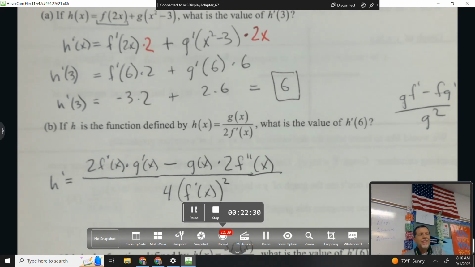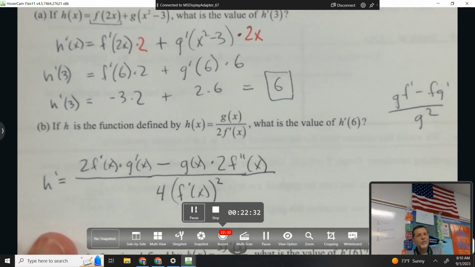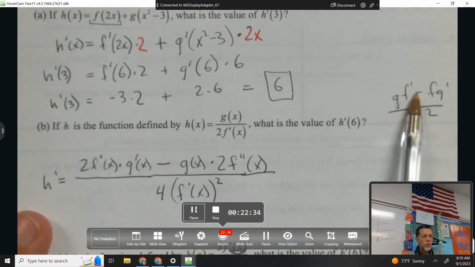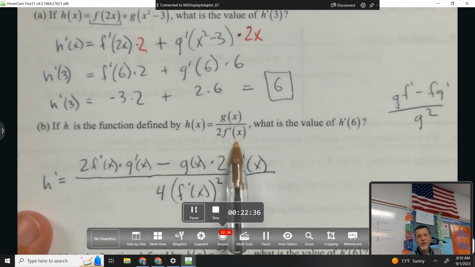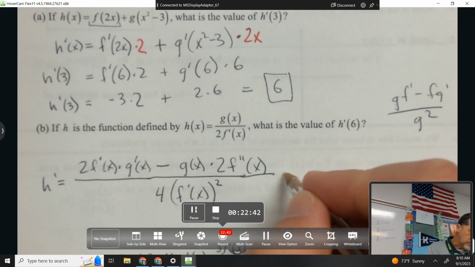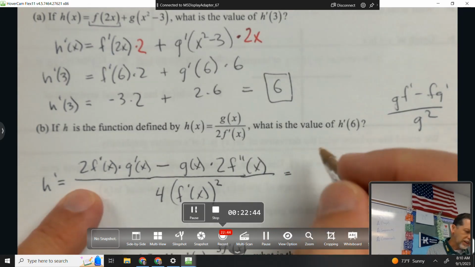Again, nothing new today. It's just, do you understand quotient rule well enough to apply it where they're intentionally using the letters that you memorized to try to jack with you? From here, it's just plugging things in. So 2.